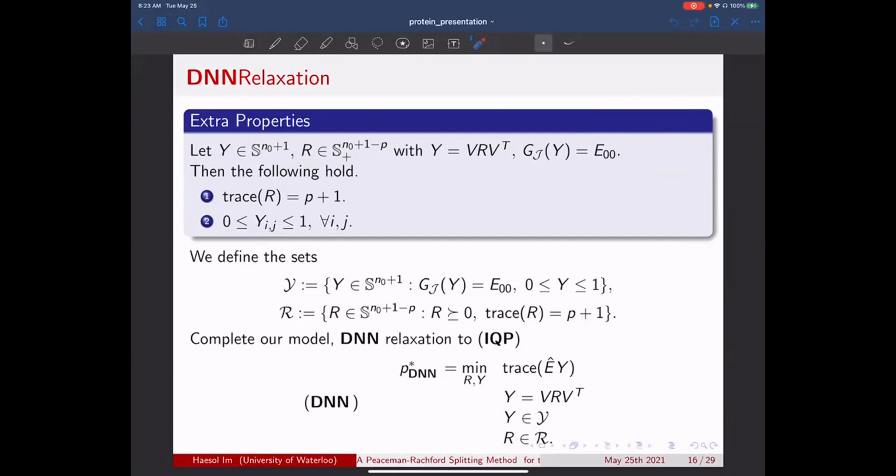Okay, so now we define two sets. The curly Y is the intersection of the gangster constraint and this polyhedral box constraint. And for the set R, I'm going to define it as the intersection of the positive semidefinite cone and the trace of R being equal to P plus 1. So we complete our model now. I just described what the sets Y and R are. And this Y equal to VRV transpose is coming from facial reduction. This is the model that I'm going to work with throughout the rest of the talk.